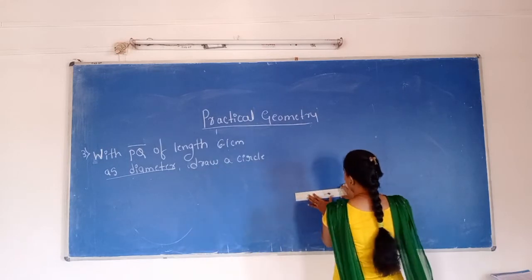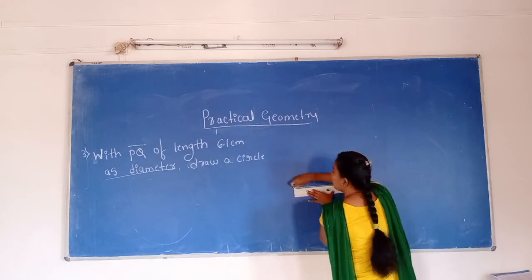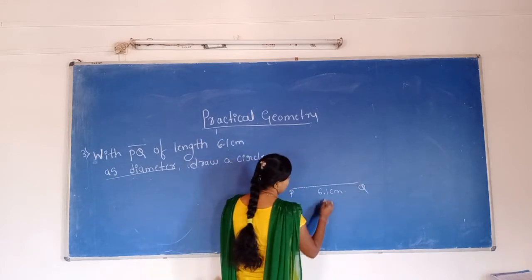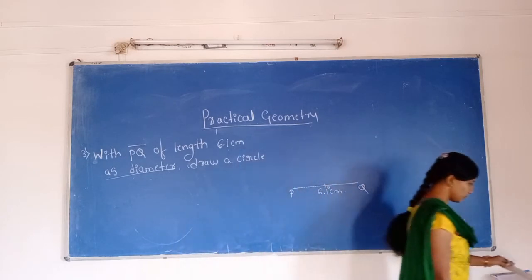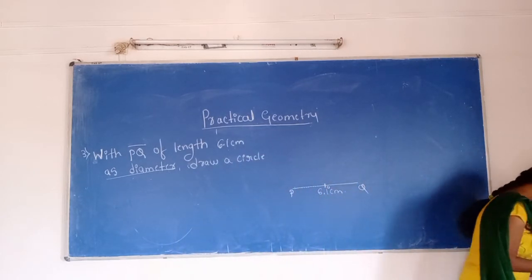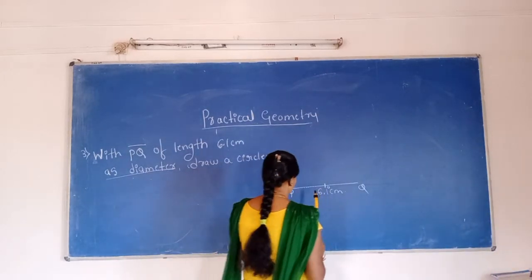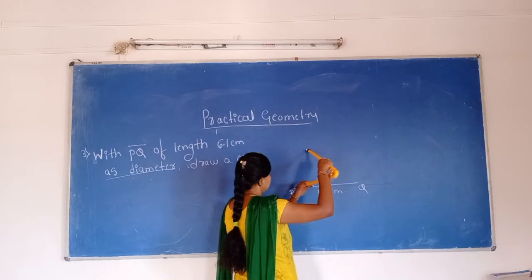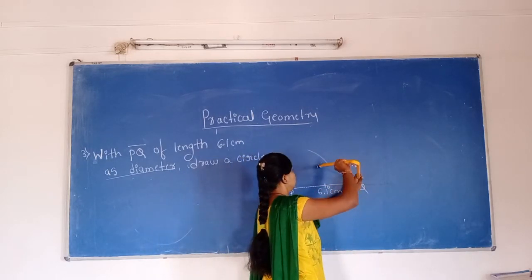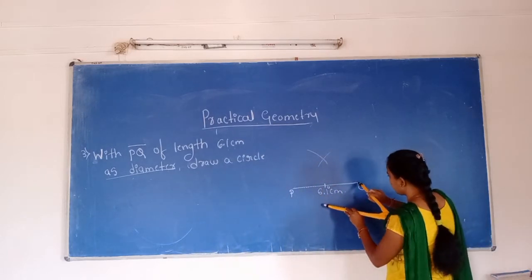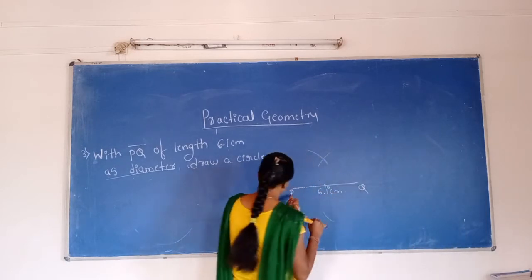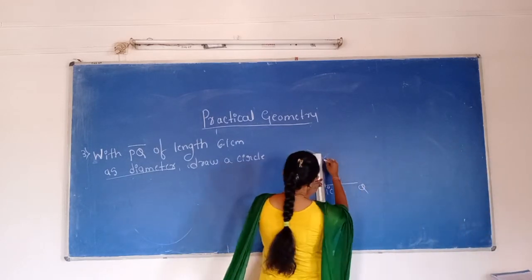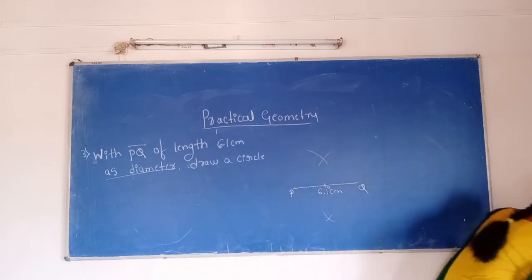Okay, first of all you have to take a 6.1 centimeter as a diameter, name it as P and Q. Now you have to mark the center point as O. Join this one. Before that you have to complete the circle.